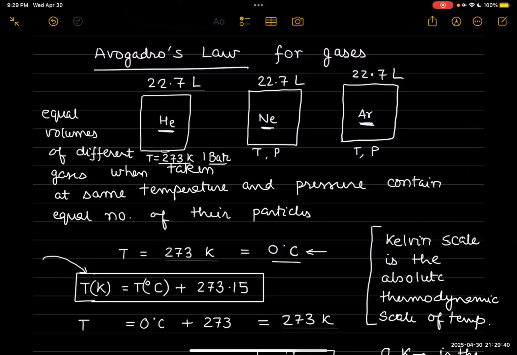Temperature is 273 Kelvin and the pressure is 1 bar. This is the standard condition. This is known as STP. We have also discussed in the mole concept that at this standard temperature and pressure, the volume occupied by 1 mole of a gas is 22.7 liters.